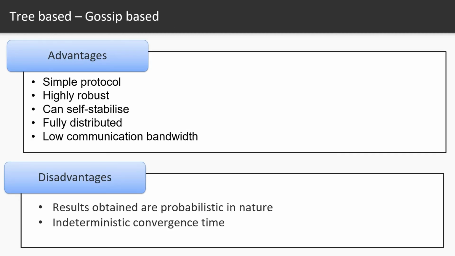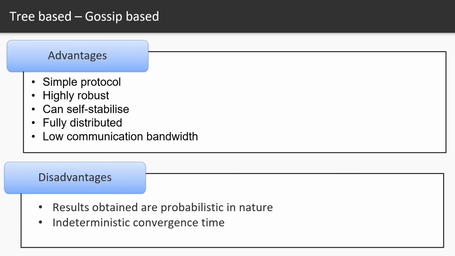So we do have quite a few advantages of this algorithm, as we studied earlier. It is simple to implement. It is highly robust against node failures and against any changes in the topology at runtime. It is capable of self-stabilization. So if any node or any edge between two nodes fails, it is still capable of spreading the same message across the whole network.